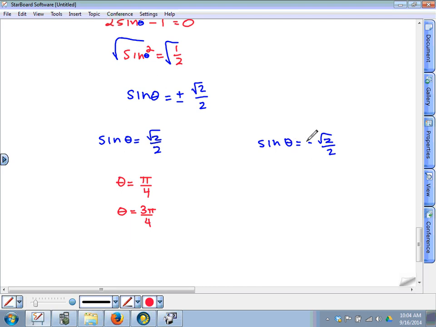And then over here, sine of theta equals negative root 2 over 2. This is just the corresponding angles in the third and fourth quadrant. So it'd be 225 and whatever the one is in the fourth quadrant. Theta is going to equal 5 pi over 4, and theta equals 7 pi over 4. Isn't trig so awesome? That's why they gave it such a sweet name.